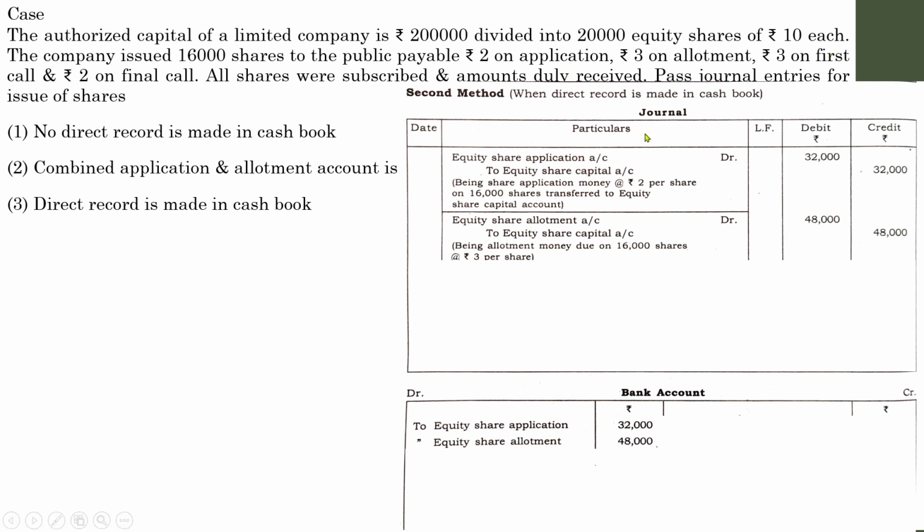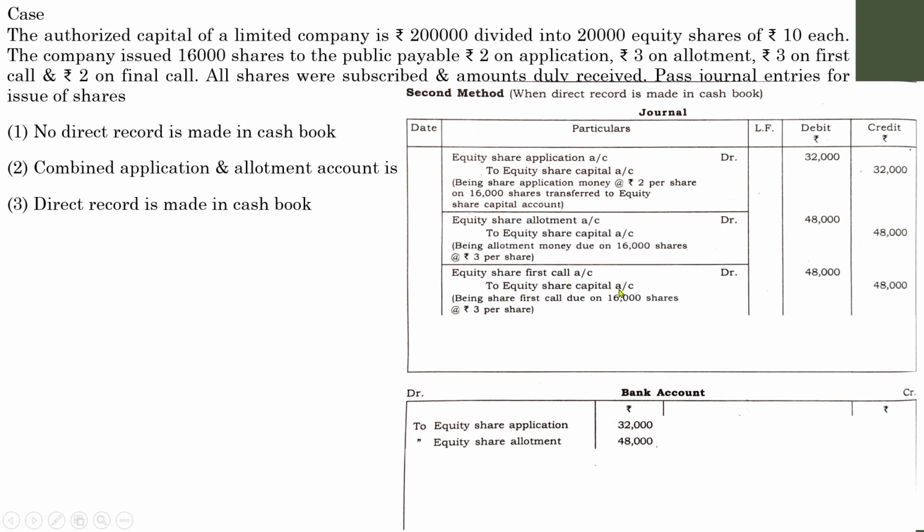Next one, first call. First call is almost similar to the share allotment situation. First the due entry, so equity share first call account to equity share capital 48,000. Here also the same amount, 3 on first call. Number of shares is 16,000. So total 16,000 into 3, 48,000. So the due entry has been passed. The next one is the bank entry. Bank entry will be bank account to equity share first call. So equity share first call is 48,000.